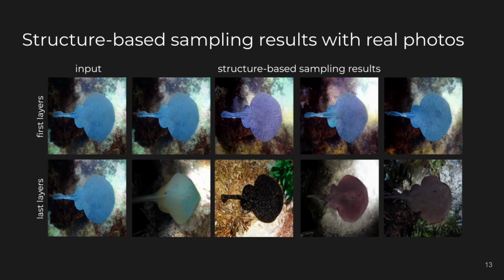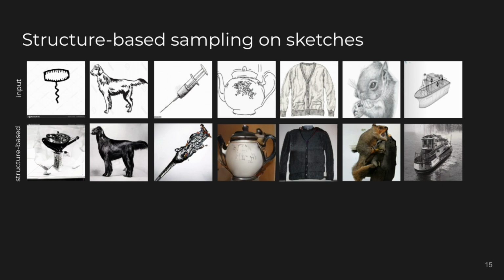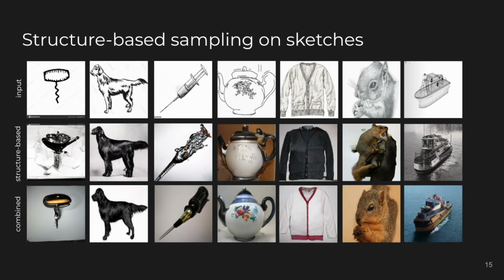The structure-based sampling results given a real photo indicate that if we sample using the self-attention maps of the first layers of MaskSketch, we get an almost perfect reconstruction of the input image. And if we use the self-attention coming from the last layers, the resulting images preserve the given structure and have high diversity in appearance, which is exactly what we aim for. However, when we use the structure-guided sampling on sketches, we often observe some artifacts, which is why we propose a combined sampling method that significantly improves realism and translation quality.